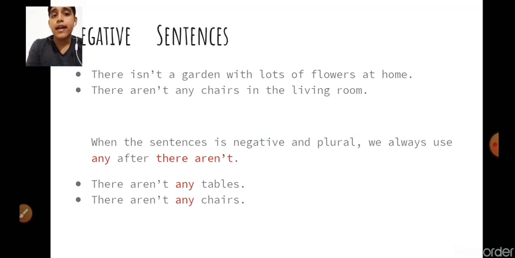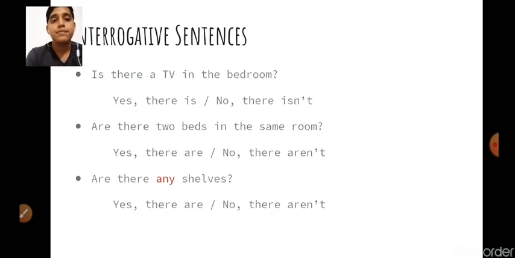So when the sentences are negative and plural, okay, we always use any after there aren't. For example, there aren't any tables, or there aren't any chairs. We're checking here 2 things. There aren't, we have the negative sentence, there aren't. And we have tables, more than one thing. It means plural. When those 2 conditions are met, okay, we use any. We have here the examples. There aren't any tables, and there aren't any chairs.